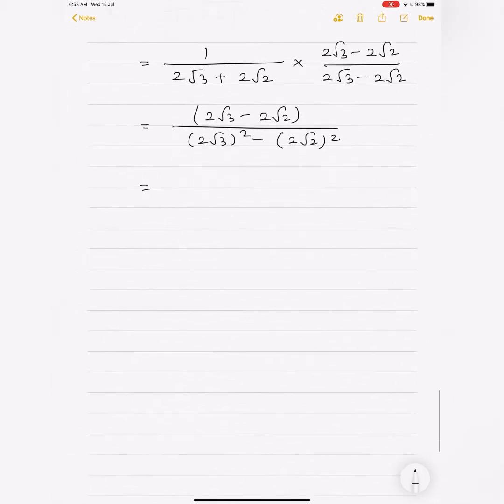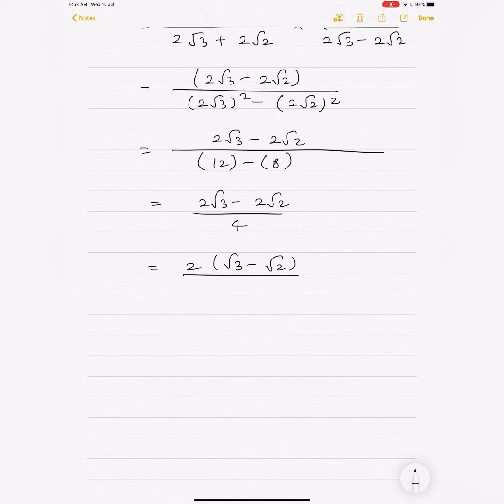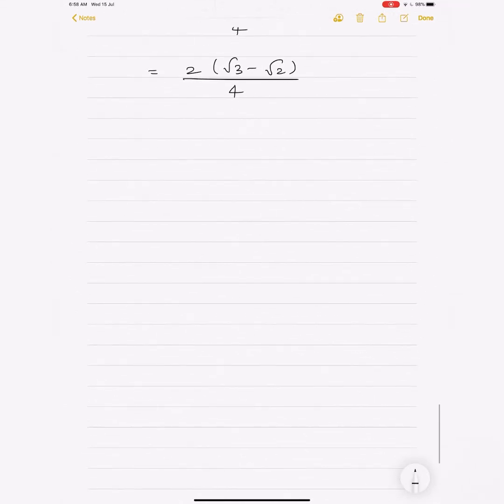2 root 3 minus 2 root 2. Now open the brackets. So what will we get now? This will be 2 root 3 minus 2 root 2 upon 4 3s are 12 and 4 2s are 8. So we'll get 2 root 3 minus 2 root 2 upon 4. Then take 2 common. So root 3 minus root 2 divided by 4. So which is equal to what? Root 3 minus root 2 upon 2.